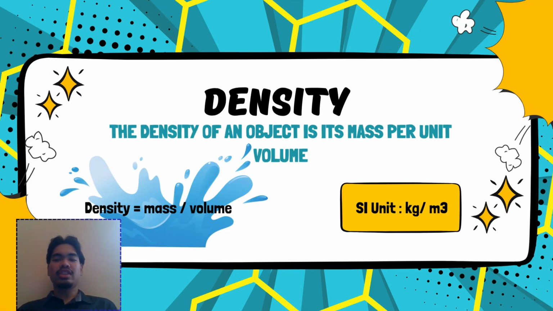Now, the density. The density of an object is its mass per unit volume. To find the density, density is equal to mass over volume. The SI unit for density is kilogram per meter cubed.